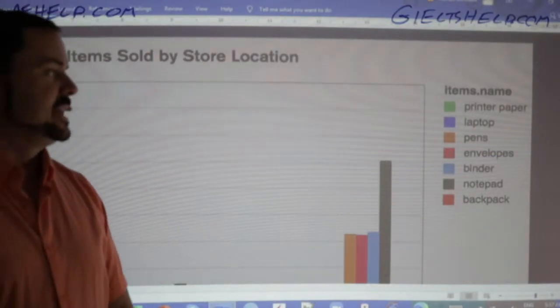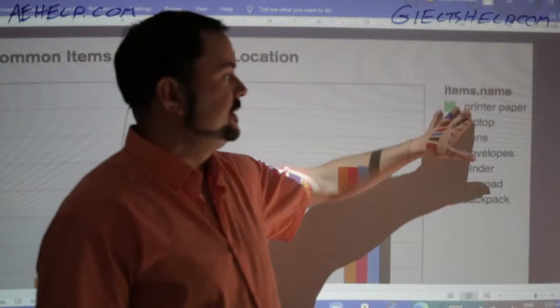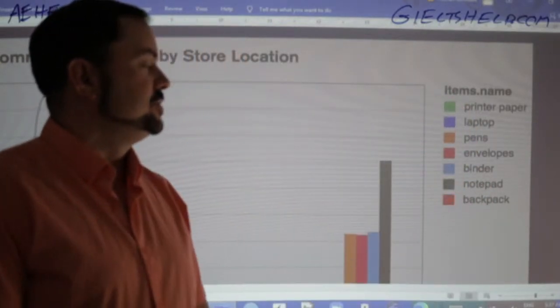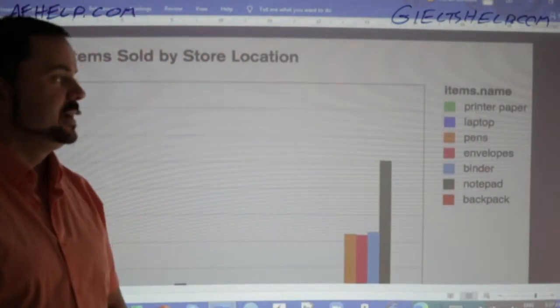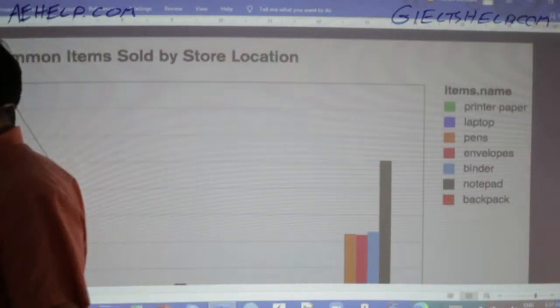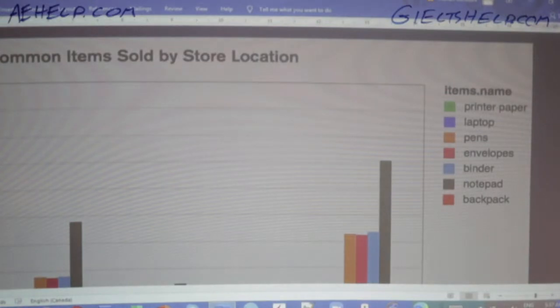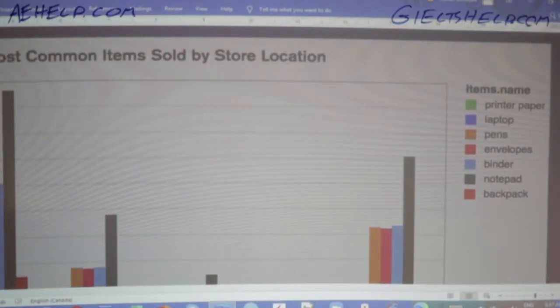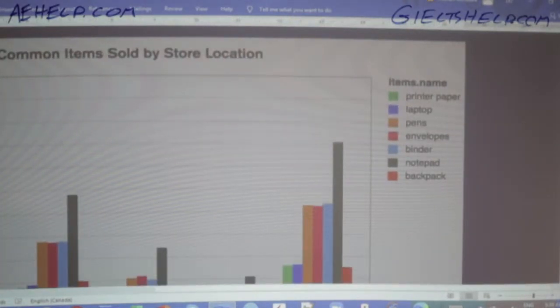Okay, so we have 7 different items that are used by office workers and by students, I would assume, for the most part. Okay, good. So everything from printer papers to envelopes to backpacks and laptops. Okay.